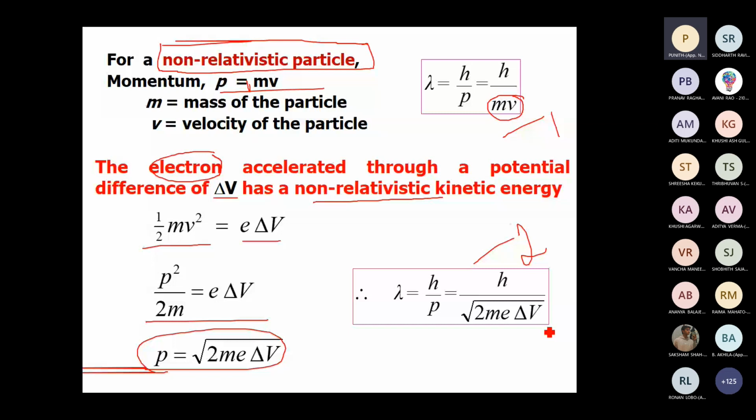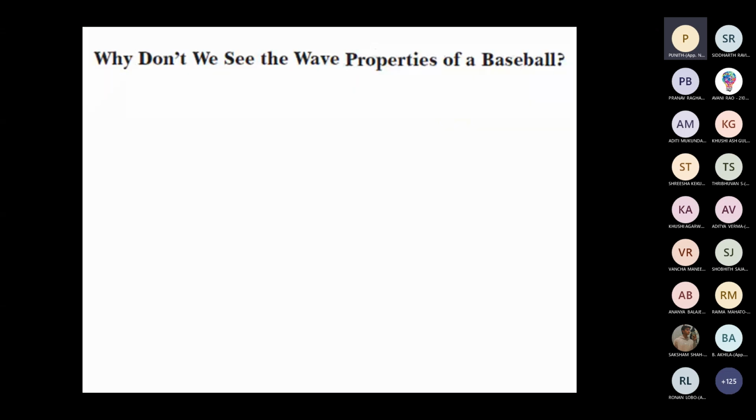Yes, sir, because the speed of a baseball is non-relativistic. Yes, the mass is very large. So the lambda value, I mean the de Broglie wavelength, is very small. It's negligible. The de Broglie wavelength is very small. Okay, negligible.